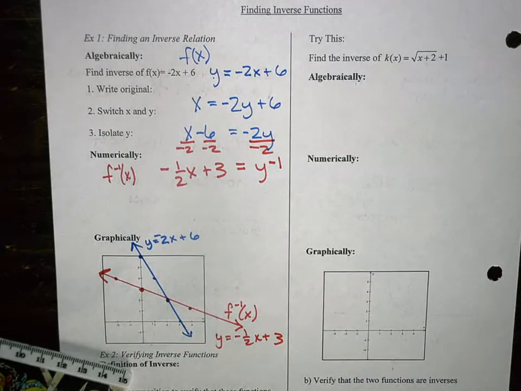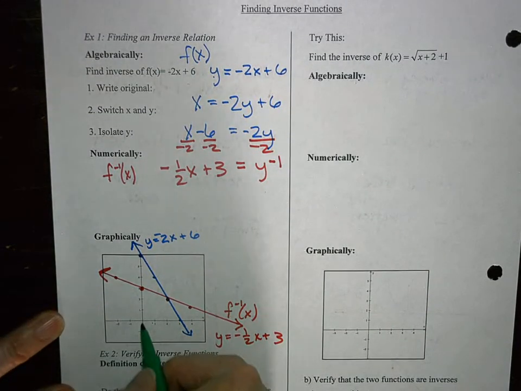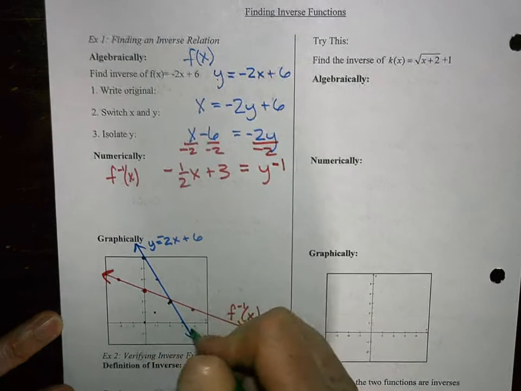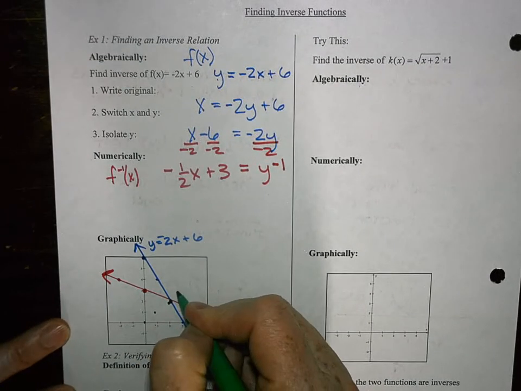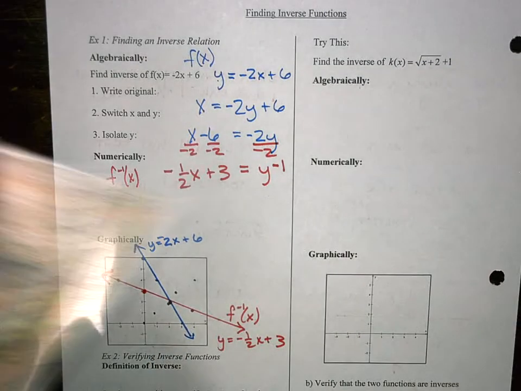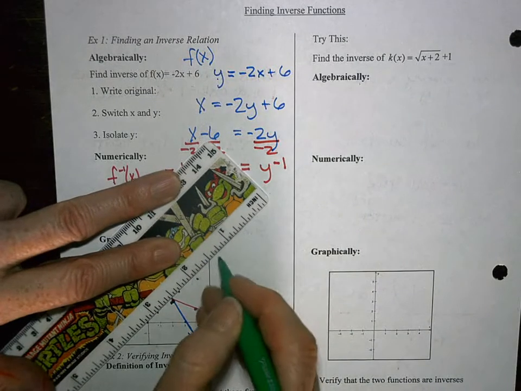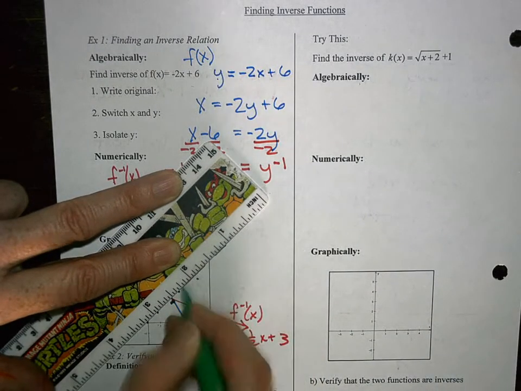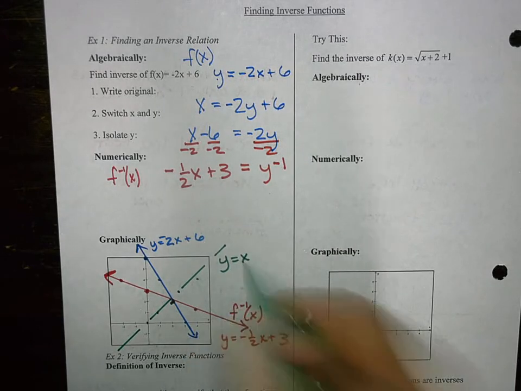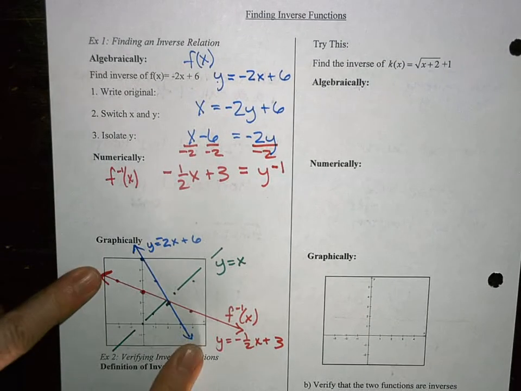Now, I want you to draw the line y equals x. Y equals x is just 0, 0, 1, 1, 2, 2, 3, 3, 4, 4. It's hard to see. Okay, this is the line y equals x. What do we see? We see the mirror again.